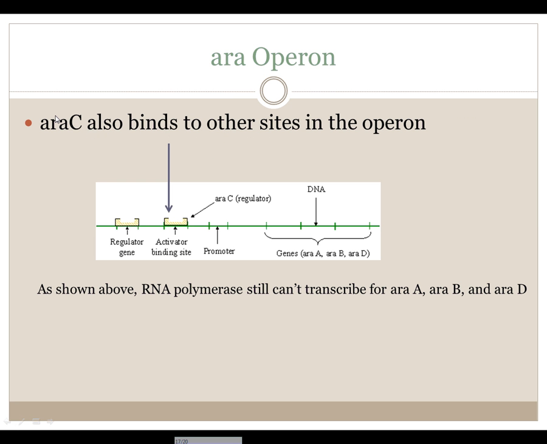Okay, the RSC can also bind to other sites in the operon. Well, that's kind of interesting. So this protein that was made from that gene there can also go to different sites on the operon, and so it does that. And notice it's binding in the activator binding site. So right now, as it is, the RNA polymerase still can't transcribe these different genes here.